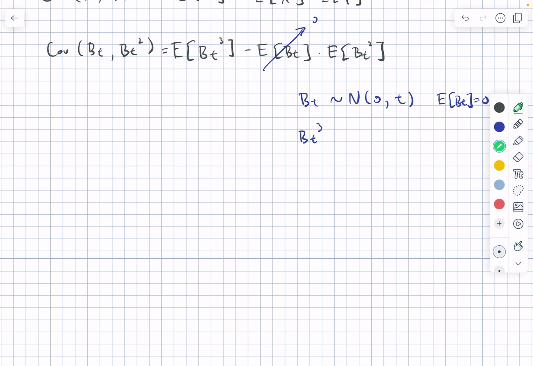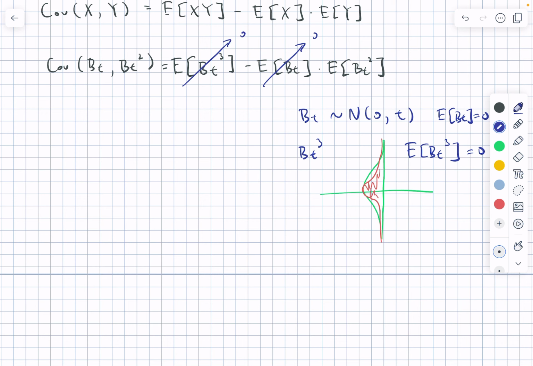So remember, Bt is going to look something like this. Let's draw it better. It's a normal distribution with a mean of 0, variance of t. If we cube this, then both the positive side and the negative side are going to be cubed. After cubing, it'll look something like this. Both the positive and negative sides increase by the same amount, so the expected value is still going to be 0 because both top half and bottom half changed by the same amount. So the expected value of Bt cubed is, again, 0. That means this term is also 0.